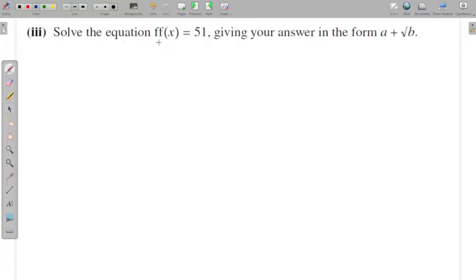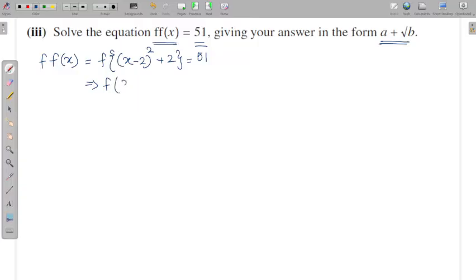So here they have said solve the equation f of x equals 51, and we have to give our answer in this form. Okay, so f of x is basically f bracket the equation of f of x, which was x minus 2 whole square plus 2, that is equal to 51. Okay, so let's simplify this.